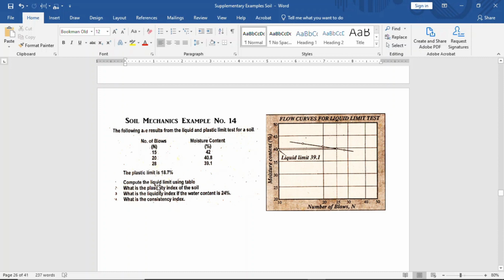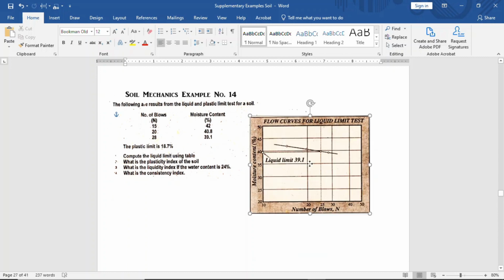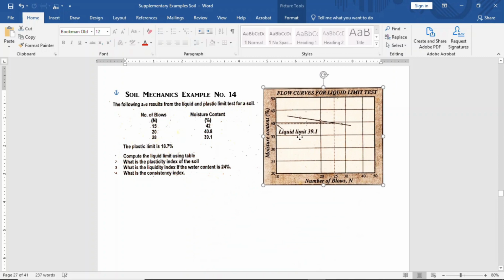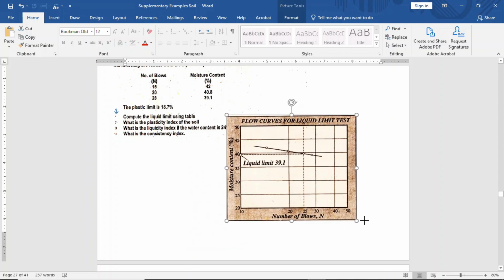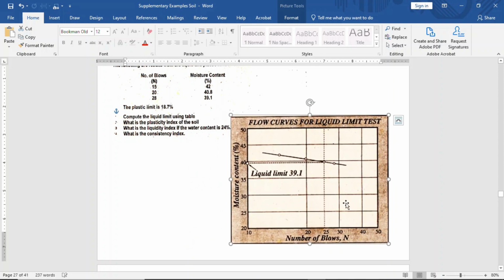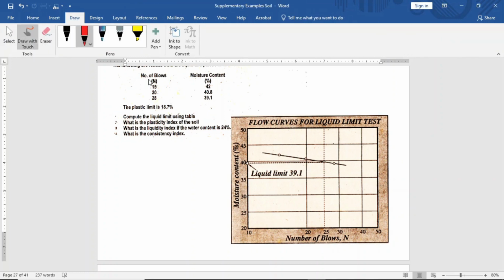So, sa 1, compute the liquid limit using table. So, meron tayong tinatawag dito na flow curves for liquid limit test. So, ito yan. I-enlarge ko lang. So, ito yung flow curves for liquid limit natin. So, in the y-axis, ito yung moisture content natin. So, in the x-axis, ito naman yung number of blows. So, given naman yung number of blows, for example, simulan natin sa 15 blows. So, dito, hanapin natin kung saan yung 15.